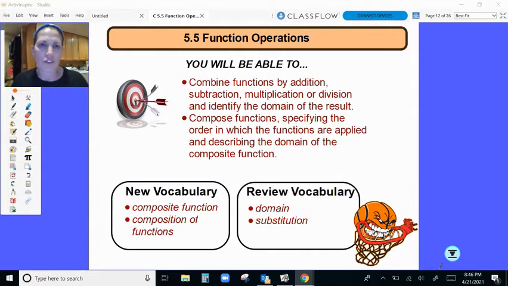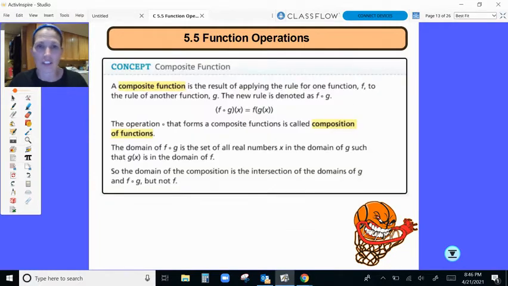Back. We are on day 2 of 5.5 function operations, and today we're going to be talking about composite functions, a function within a function. A composite function is the result of applying the rule for one function f to the rule of another function g, or even backwards, function g to function f.